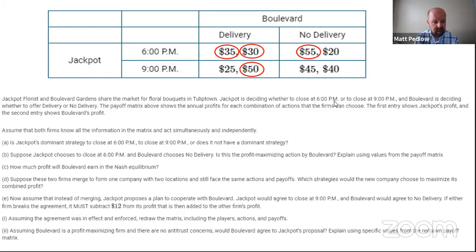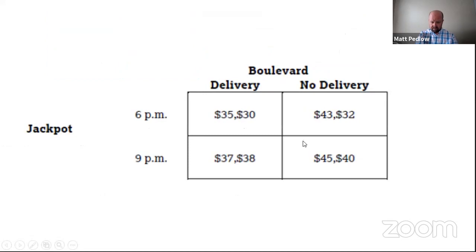So it says, assume the agreement was in effect, redraw the payoff matrix including the players' actions. So I have that. I'm going to show it to you in a minute. And then E2, assuming Boulevard is a profit maximizing firm and there are no antitrust concerns, would they agree to the proposal? Okay. So once again, they're going to do this right here. Jackpot's going to stay open until 9 and Boulevard's going to not deliver. And if they don't do that, they have to subtract $12 from theirs. So it's going to look just like this.